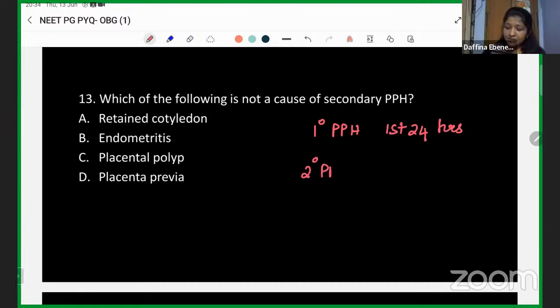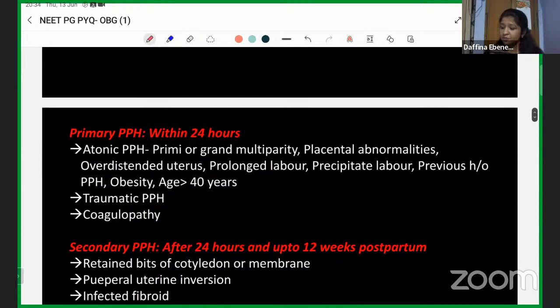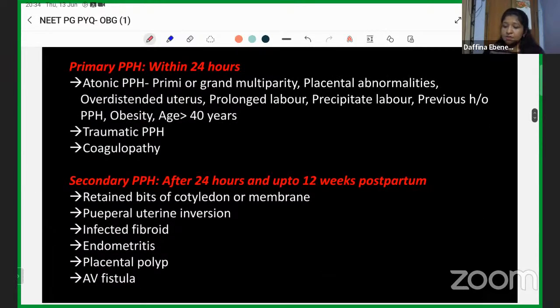Secondary PPH is when it occurs more than 24 hours after delivery and it is going to continue up to 12 weeks postpartum. Okay, anything between this time duration is what is called as secondary PPH. Okay. So primary PPH is when it occurs within 24 hours. Secondary PPH is when it occurs after 24 hours and up to 12 weeks postpartum.